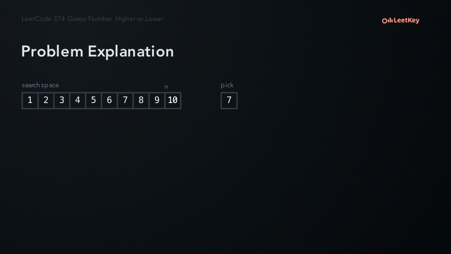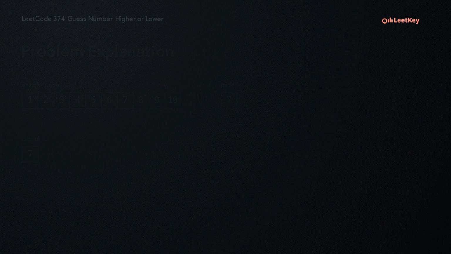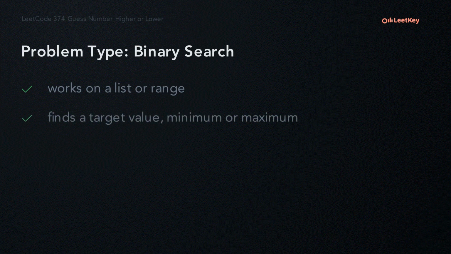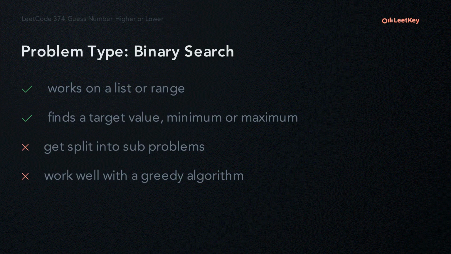What this is really asking is, we have a target number and a number n that represents a range between 1 and n. We want to find the target number in the range. This is a binary search problem. We can guess that because it works on a list or a range, it finds a target value, minimum or maximum, it does not get split into subproblems, and it does not work well with a greedy algorithm.